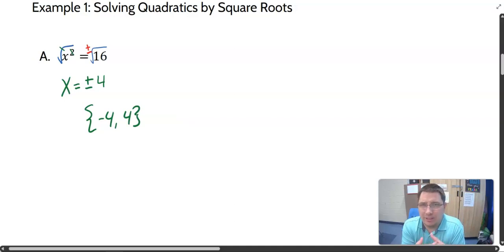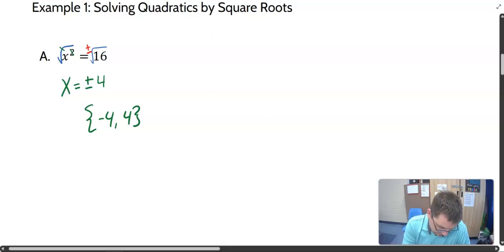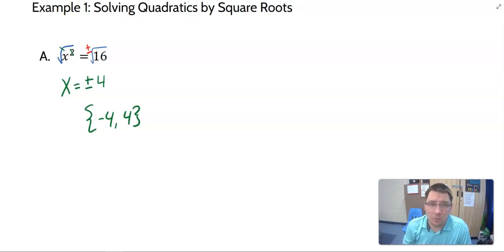And so when we think about these answers, we've got to know that we're getting 2 answers. And both these work, right? Because if I plug in 4, 4 squared is 16. But if I plug in negative 4, negative 4 squared, negative 4 times negative 4 is positive 16. So we're getting both solutions that work.